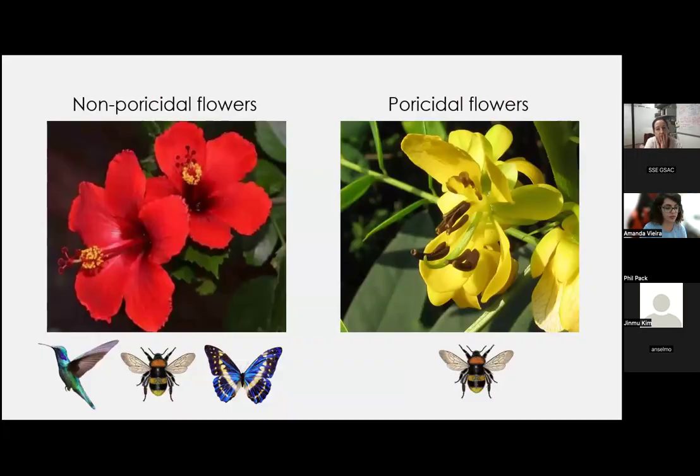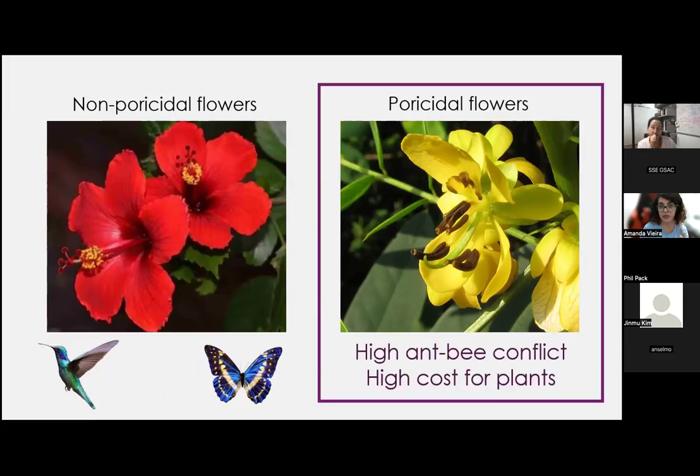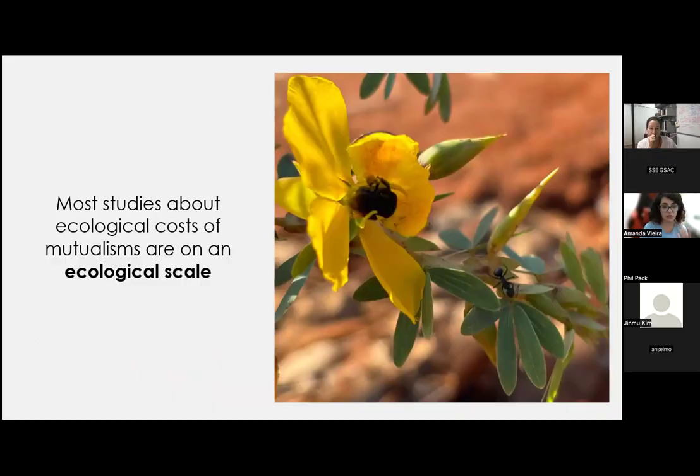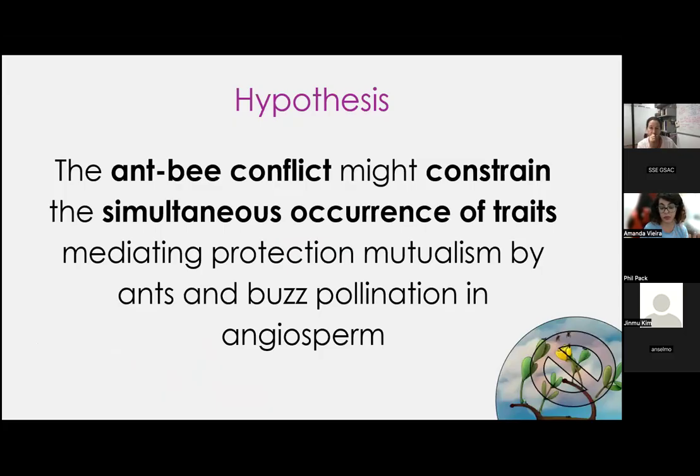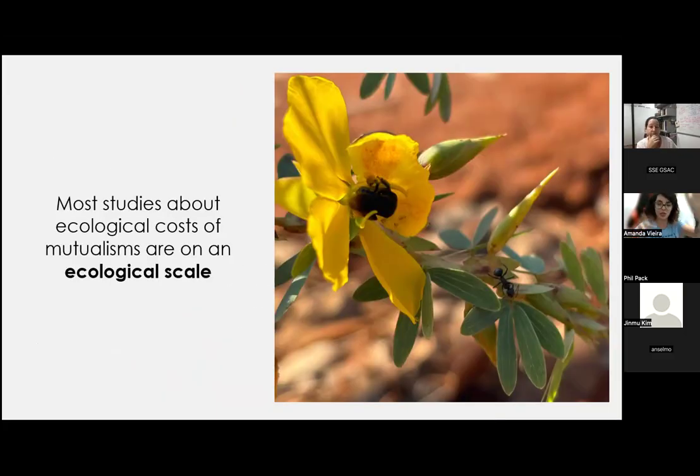So we have here non-poricidal flowers, and non-poricidal flowers can be pollinated by hummingbirds, bees, butterflies, and these poricidal flowers, which are the plants that have these poricidal anthers. And if ants bother bees, there might be a high conflict or a high effect on these poricidal flowers, with a high cost for plants because these plants require bee pollination. And most studies show this from an ecological scale. And what we try to do is to show how this conflict happened on an evolutionary scale.